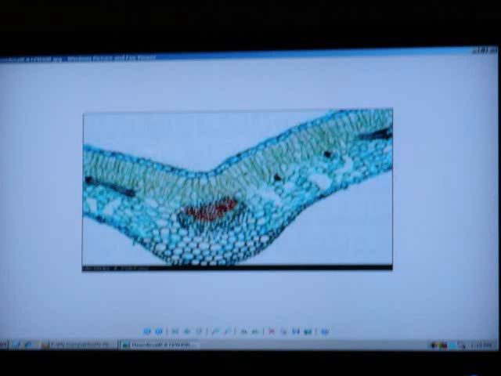See how cram-packed these are? Any air spaces in there? No. And a stoma opens into an air space. So if there's no air space, what do you need a stoma for? The air spaces are on the bottom, and the stoma opens up into a space, so you don't find them on top of the leaf. The job of a stoma is to exchange the gases. It is to allow gases to go in and go out.